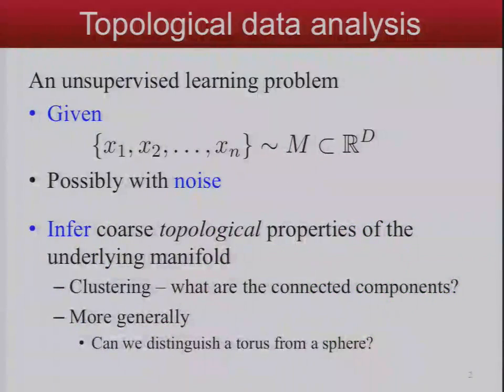And what you'd like to do is to infer some sort of coarse topological properties of the underlying manifold. I'll be a little bit more formal about what I mean by that in a few slides, but for now, probably the best way to think about this is via analogy to clustering. Clustering is asking this question: what are the connected components of your underlying data manifold? And we're asking a different question, which is, can you also distinguish, say, a torus from a sphere? In some sense, both of them have exactly one connected component, but when I give you samples from a torus, there's a hole in the middle, and you'd like to be able to discover something like that.